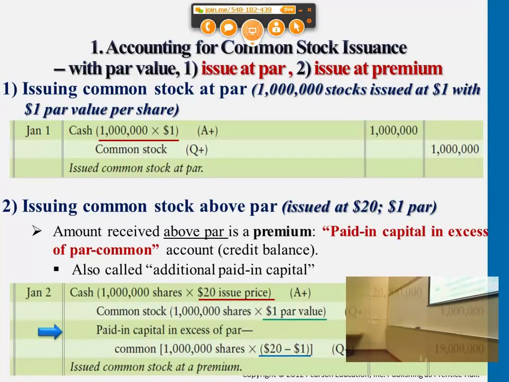Now the debit side for the cash part here is always the market price, or the issue price, times the number of shares. Okay, in the first example the market price is the same as par, so it's $1, and you're collecting $1 million. In the second example, the issue price, the market price, is $20. You're issuing 1 million shares, for example, so you're getting $20 million. On the right-hand side, we want to separate what part is the face value and what part is above face value.